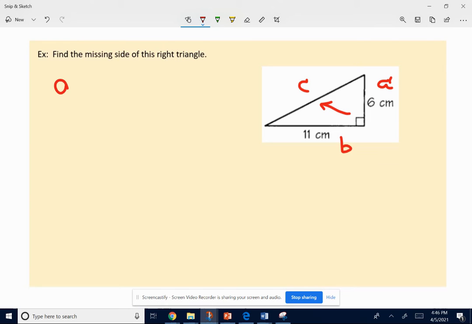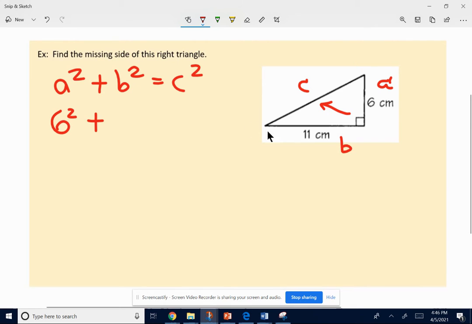So all I'm going to do is write down A squared plus B squared equals C squared. I'm going to put in the numbers that I know. A is 6, so I'm going to put 6 in for A. B is 11, so I'm going to put 11 in for B. Now C, it's the side I'm trying to figure out, right? I don't know what it is, so I'm just going to leave it as C. It's my variable. That's what I'm trying to figure out.